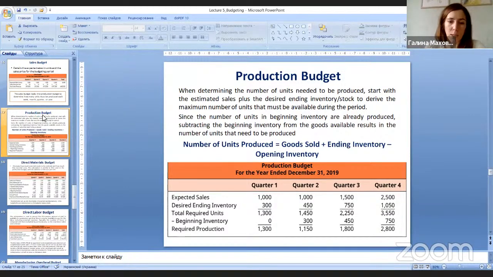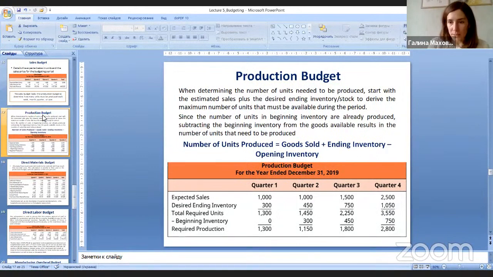So we can see in Q1 that we want to sell 1,000 units of product. And the company wants to have 300 products at the end of this Q1. We don't have any beginning inventory, and it means that during Q1, we should produce 1,300 units of product. The ending inventory of Q1 is the beginning inventory of Q2. So in Q2, at the beginning of this period, we already have 300 units of product. We want to sell 1,000, and at the end of the period, we want to have 450 units of product. So how many products should we produce?